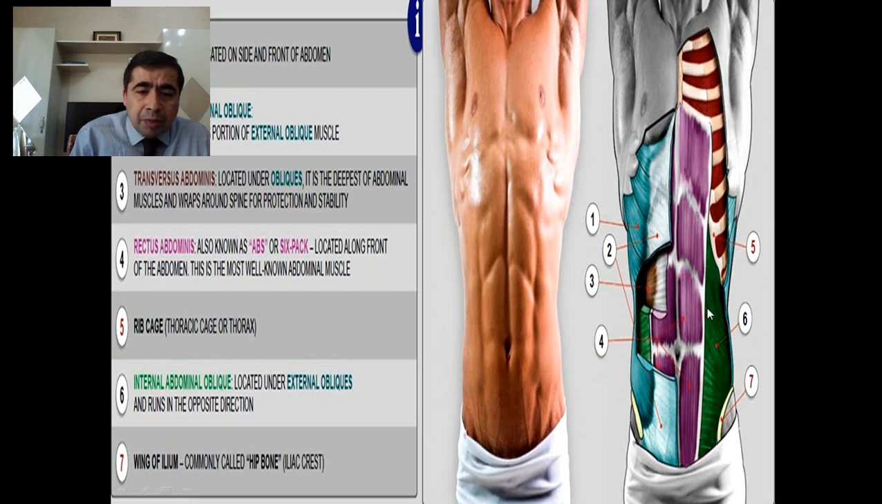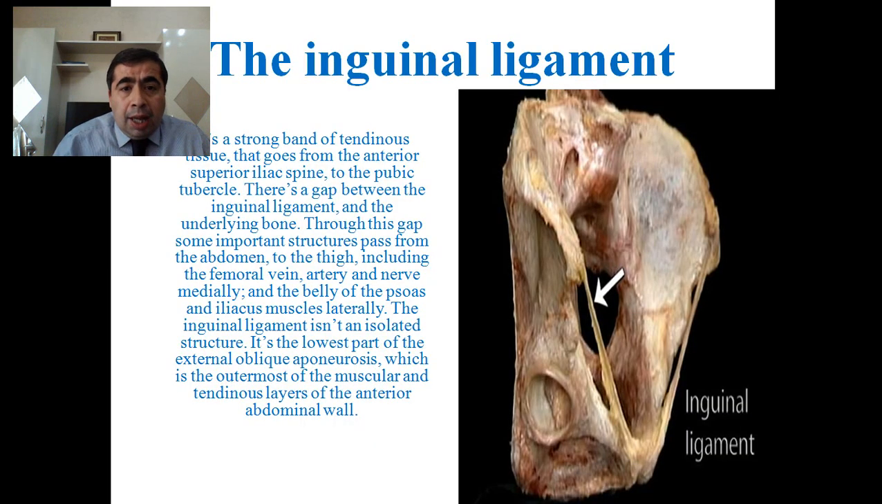Rib cage, internal abdominal muscle here. The direction of its fibers is opposite to the direction of the external oblique muscle. And the inguinal ligament. The inguinal ligament is the thickness of the aponeurosis of the external oblique muscle. It's a strong band of tendinous tissue, because it's formed by the aponeurosis, and it goes from the anterior superior iliac spine to the pubic tubercle.